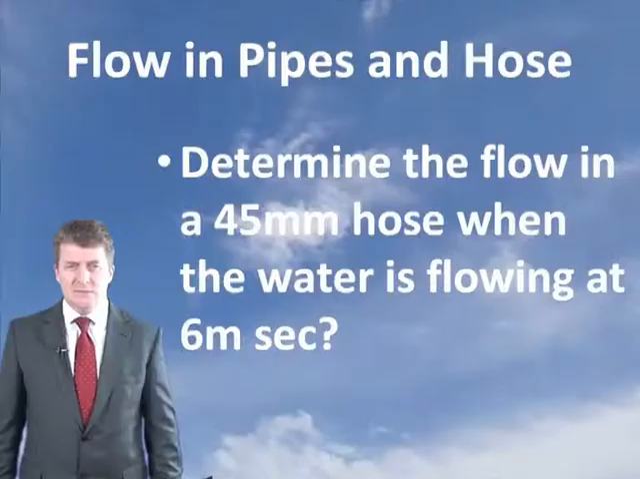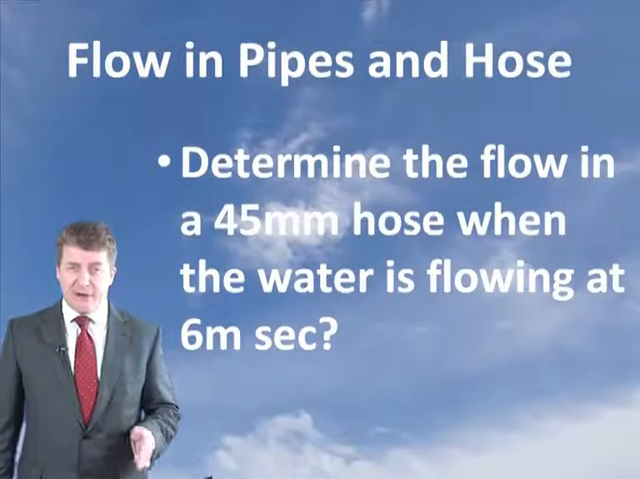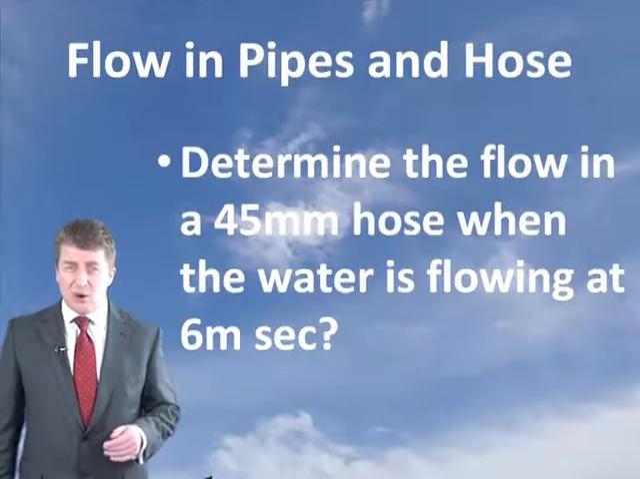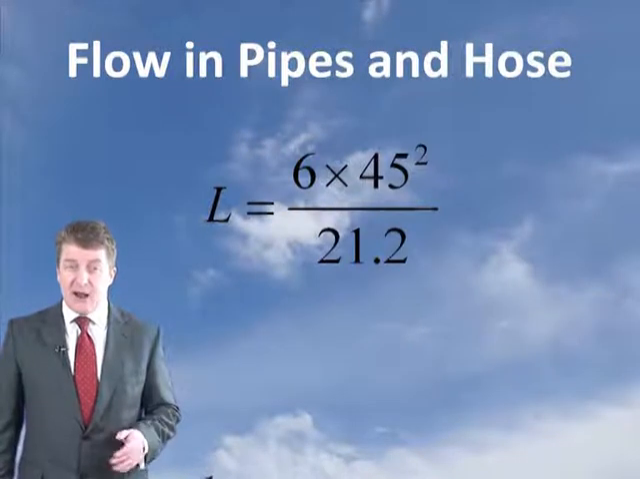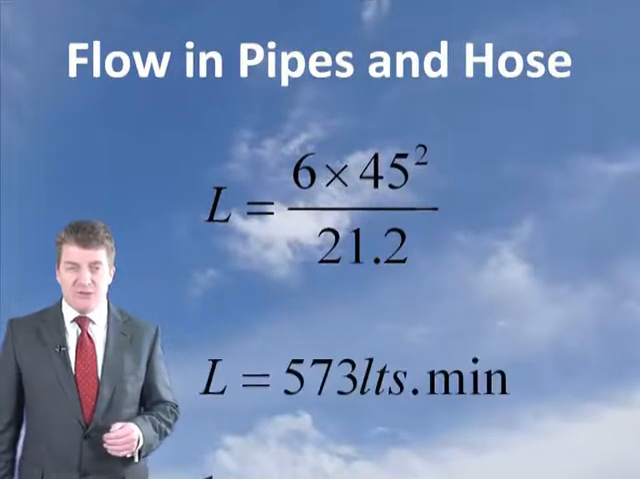Now, this formula is commonly applied to determine flow in hoses and is used, like I said, in the fire service. Let's do an example. Determine the flow in a 45mm hose when the water is flowing at 6 metres a second. Well, if you put the known variables in, as you can see here, when you multiply that out, it gives you a flow of 573 litres per minute.